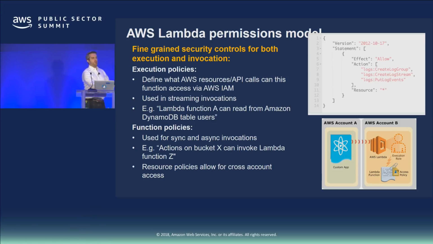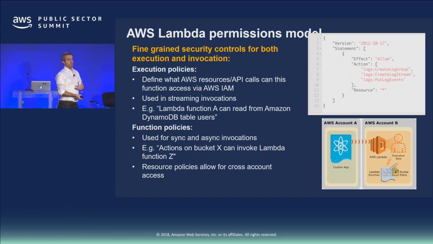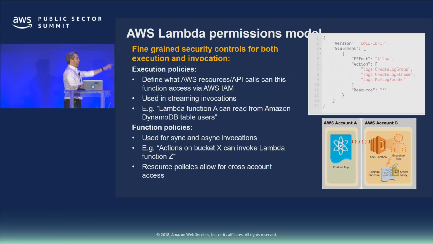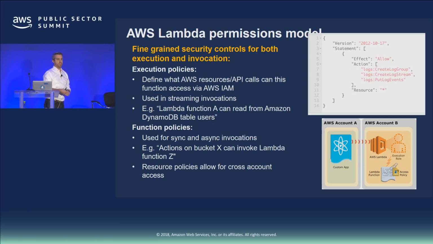And then there's, who can invoke my Lambda function? So am I going to allow a Kinesis stream to invoke my Lambda function? Am I going to allow an SNS topic to invoke my Lambda function? Basically, that gives you 2 core aspects of the security model for Lambda. And both of these policies here, execution and function policies, are things that you must configure for Lambda functions.